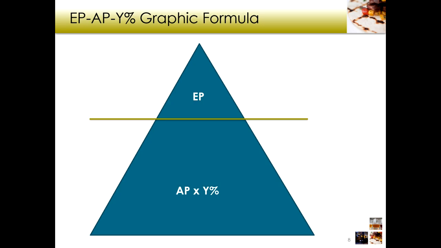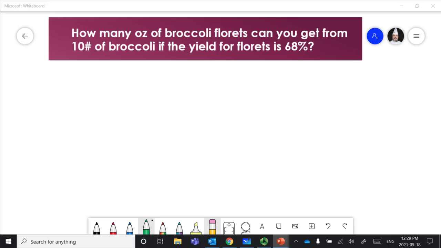So I'll illustrate that in a couple of examples that are coming up, right? So the first example I have here is: how many ounces of broccoli florets can you get from 10 pounds of broccoli if the yield for florets is 68%? So again, like any question, I want to identify the numbers that are in my question.